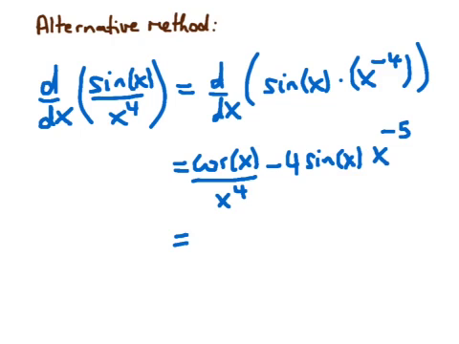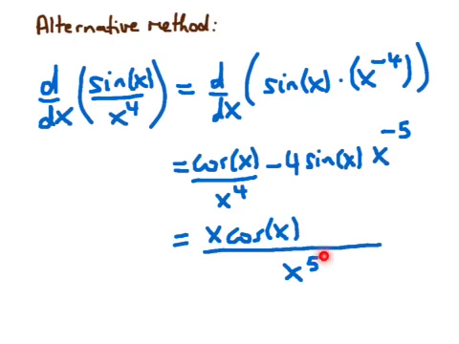So if I want to do that, and I want to put these things on a common denominator of x to the 5th, what I will get is on the top I need to put an x in front of the cosine of x, so that that is exactly the same as this factor here if I was to cancel the x with one of these powers. And then I have to subtract minus 4 times the sine of x.